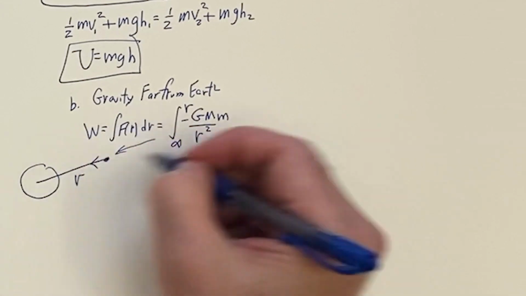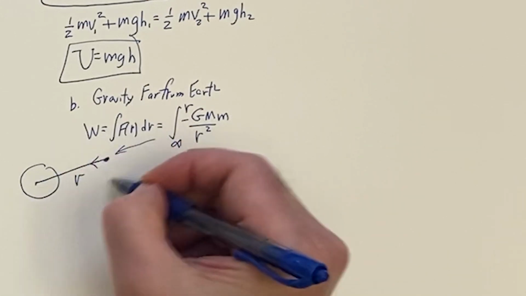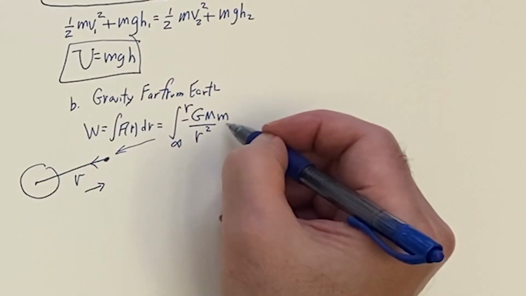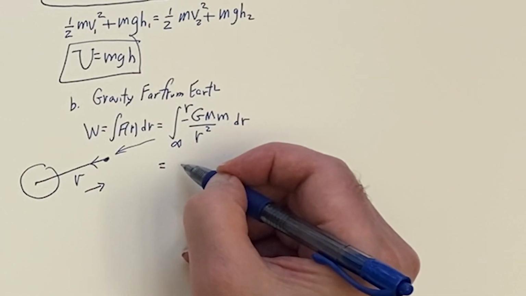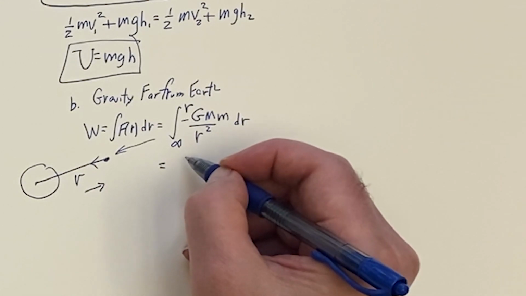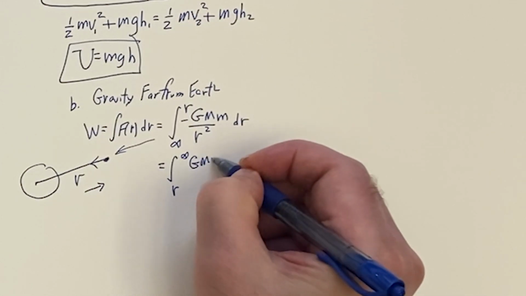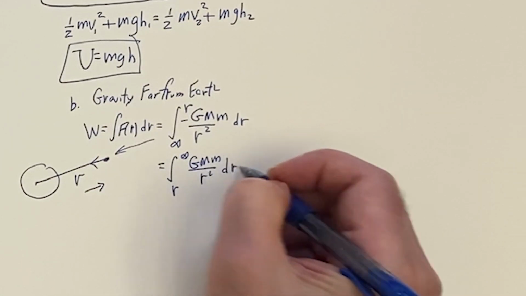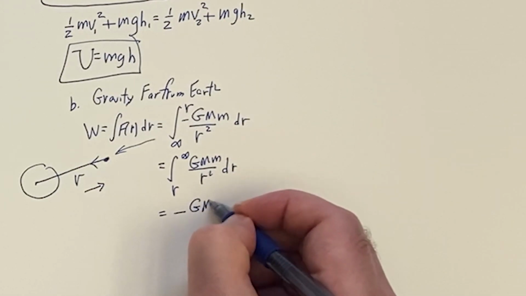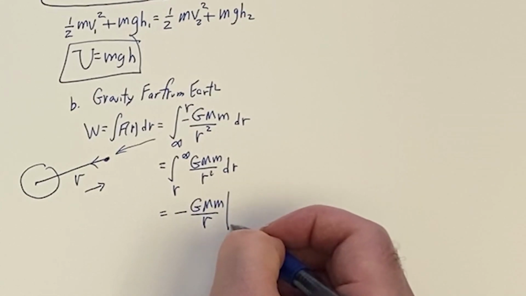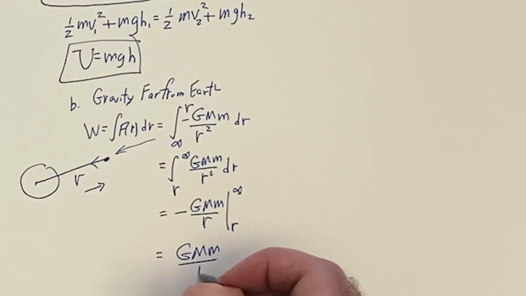Pulling back, so force pulling back like this. Okay, r goes out this way, so that'd be negative. What I can do is I can flip the order of integration and go from r to infinity and have GMm over r squared dr like that. And if I do that, I will then get minus GMm over r doing the integral and go from r to infinity. And this will be GMm over r.